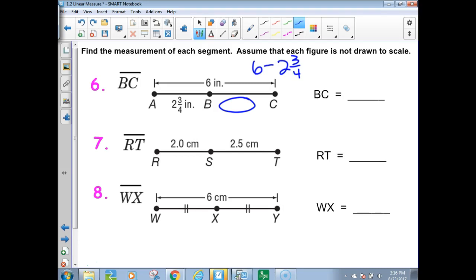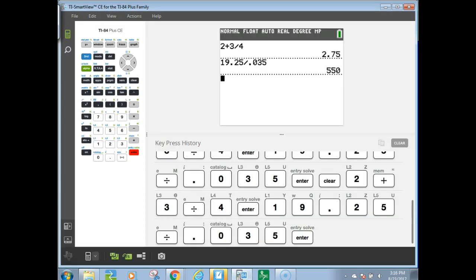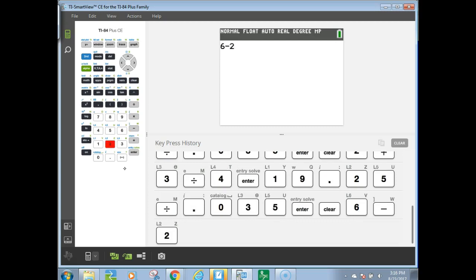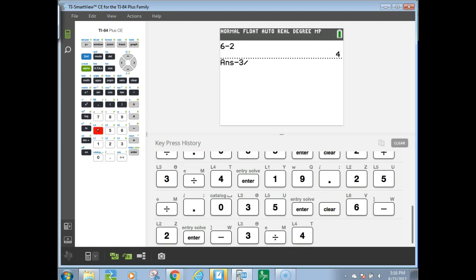Now you can do that on your calculator by typing, the hard part is if you start with 6 and you go minus 2, that would be one way to get going, but you also have to subtract another 3/4, 3 divided by 4, and then you'll get the right answer. You got to subtract both parts of the mixed number. You can't type 2 3/4 at once unless you convert it to a decimal first. Okay?